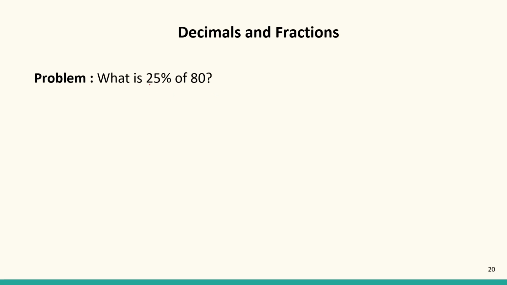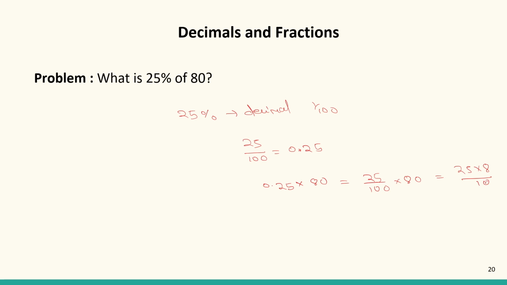Okay, so what we need to do is first convert this percentage, that is 25 percent, into decimal. So percentage means 1 by 100, right? So 25% means 25 by 100. This is equal to 0.25. And after this, we need to find 25% of 80. So we will multiply 0.25 into 80. So it will give us 25 by 100 into 80. This is equal to 25 into 8 by 10. So this is equal to 200 by 10, that is equal to 20. So 20 is the final answer. Okay, so the answer is 20.